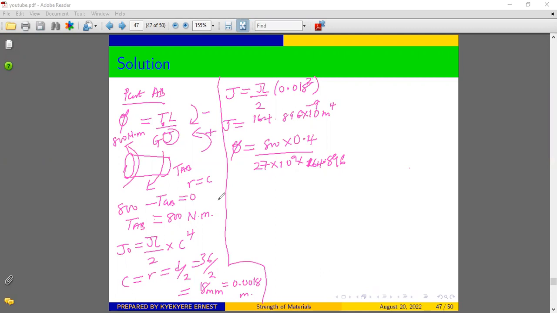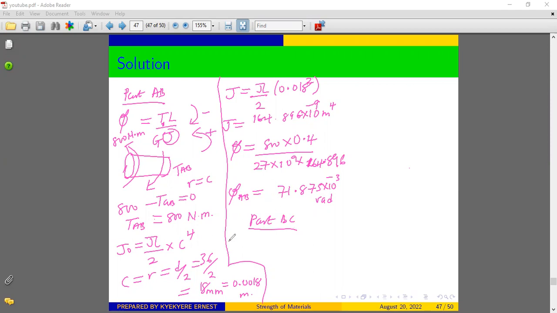164.896. And from here we can say that the angle of twist for AB should be equal to 71.875 times 10 to the power negative 3. And the angle of twist is measured in radians. So now let's go to part BC.